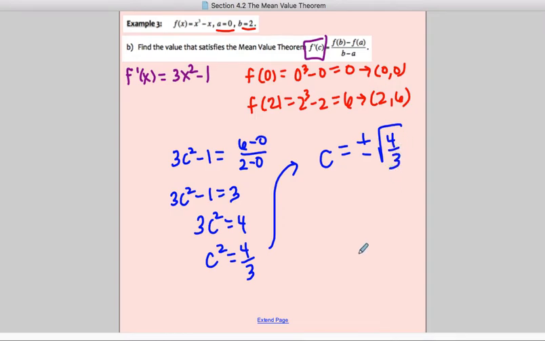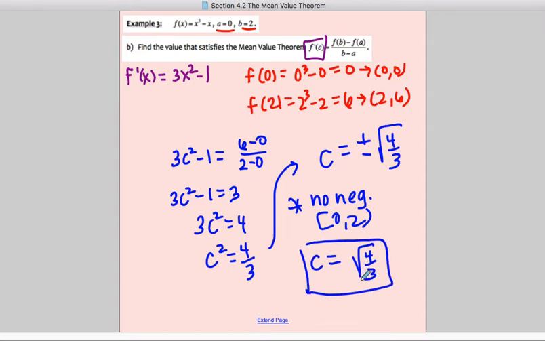Okay? Then we should always check that it's in the interval. I'm looking from 0 to 2, so I know I'm not going to include the negative answer. But if I take the square root of 4 over 3, it's 1.15, and is 1.1547 in between 0 and 2? Yes, it is. Okay, so no negatives are in between 0 and 2, so our only c value is the positive square root of 4 over 3. And you can leave it like that. You don't need to rationalize. Okay, so there is our c value where that happens.